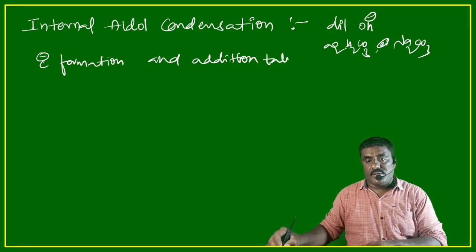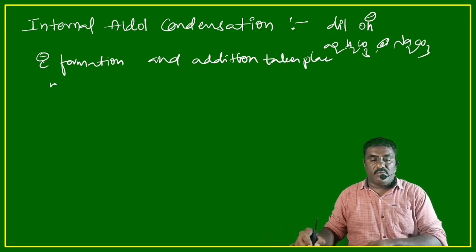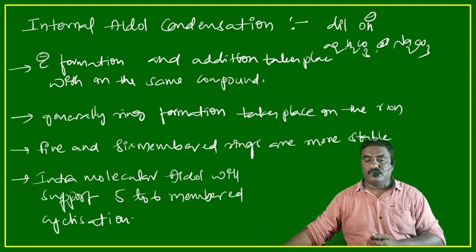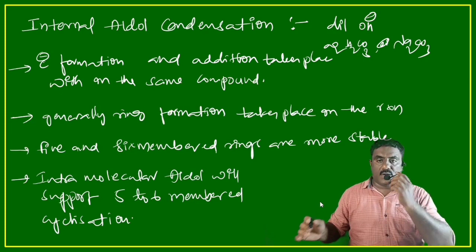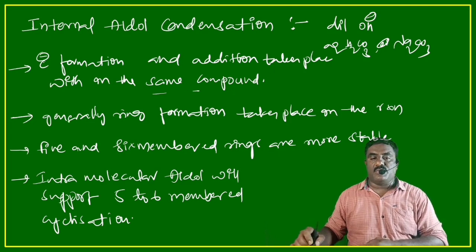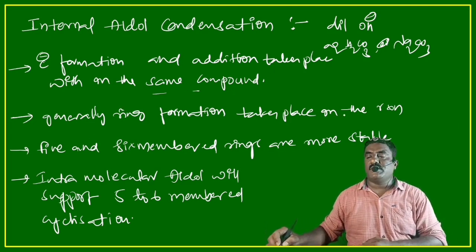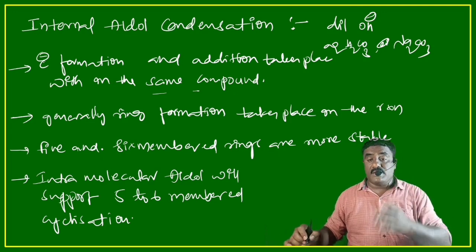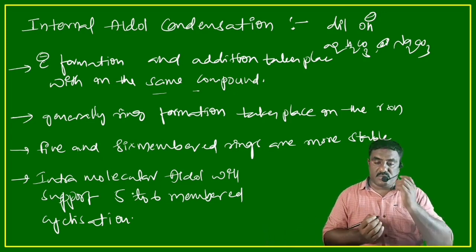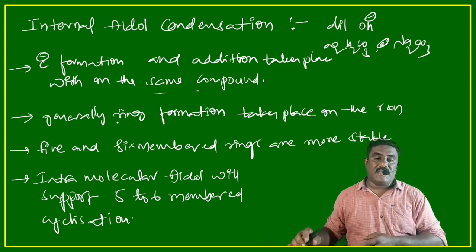Addition takes place within the same compound. In internal aldol condensation, carbanion formation occurs and addition takes place within the same compound. Generally, ring formation takes place in the reaction. The 5-membered and 6-membered rings are more stable. Intramolecular aldol will support 5 to 6-membered ring cyclization. See, have a look at an example.